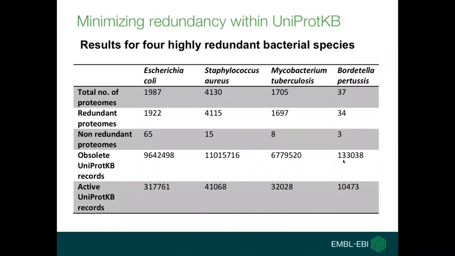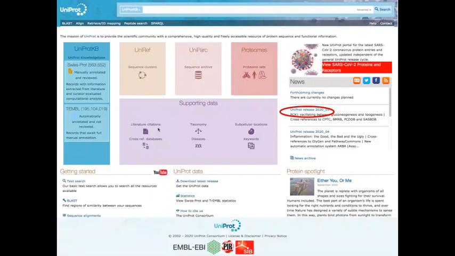Right, so this is just a slide to show you the dramatic drop in the number of proteomes for certain species. As you can imagine, highly redundant species were largely reduced in number. So E. coli, for example, had 1,900 proteomes, and we were left with 65 non-redundant proteomes at the end of the procedure. All right, so let's shift gears a little bit and go to the current web interface.